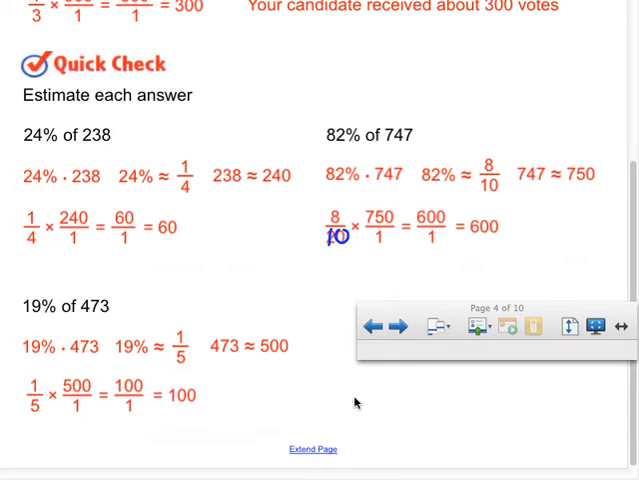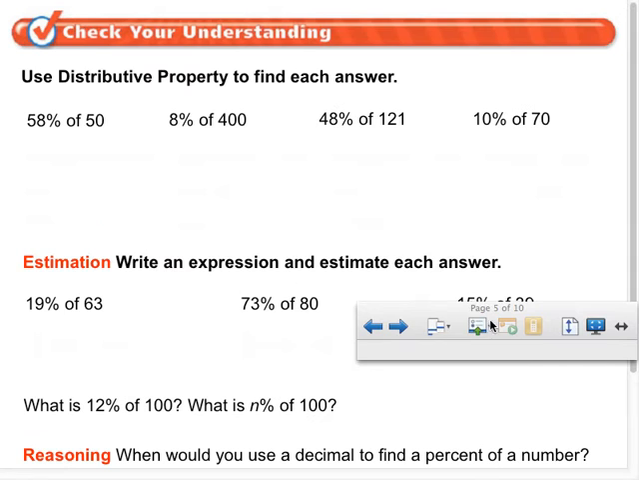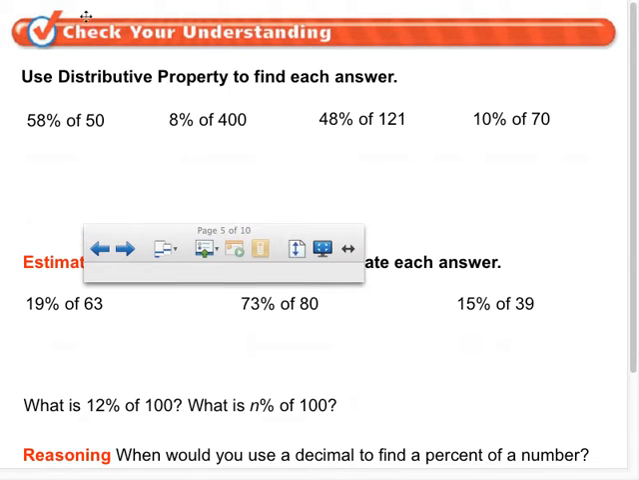Any questions about estimating with compatible numbers? Are we good? Questions, class? Okay, we're just about done. Let's wrap it up. Use the distributive property to find 58% of 50, 8% of 400, 48% of 121, and 10% of 70. I felt like, why would I even bother with the distributive property for this one? But I went ahead and did something just because that's what they wanted you to use. So go ahead, work these out really quickly.